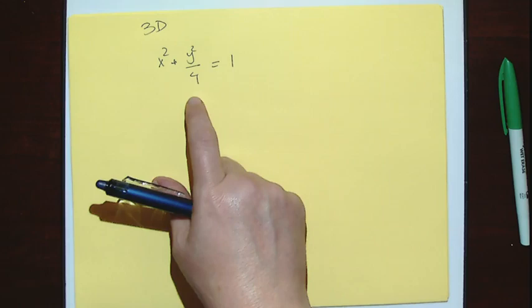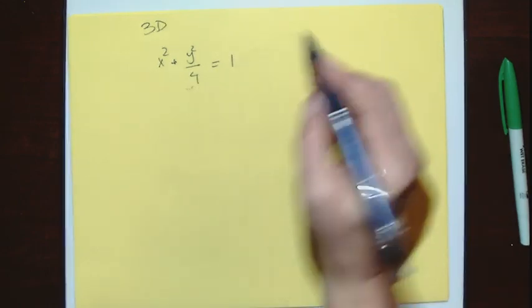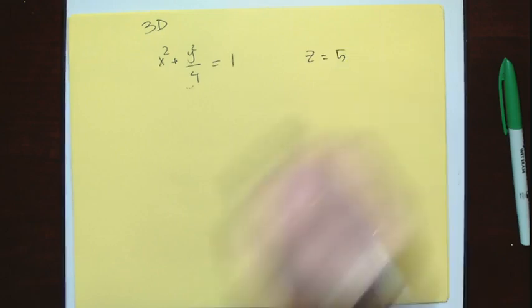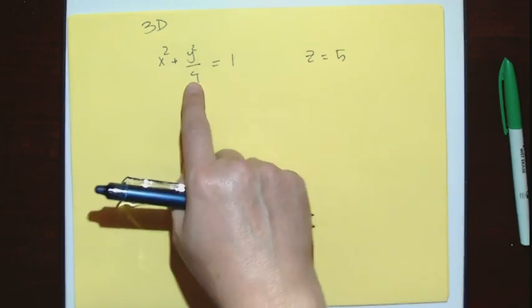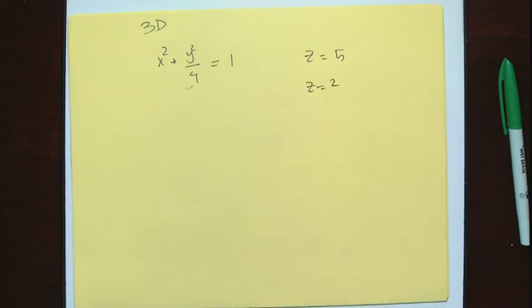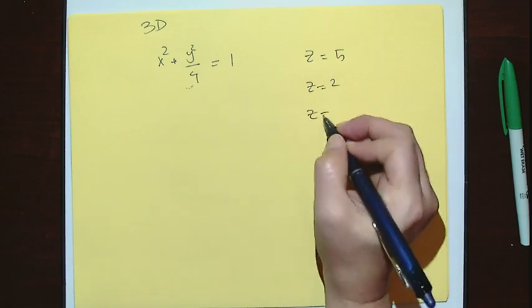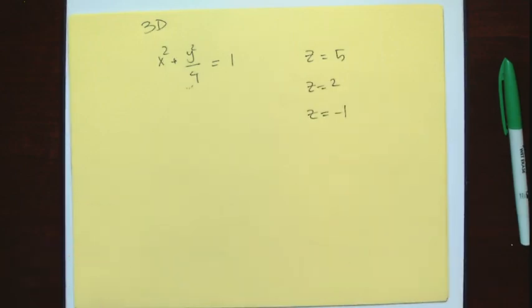Let's think about the cross sections. What is the cross section of this surface with z equal to 5? That same ellipse, right? How about z equal to 2? Same one. Z equal to -1, the same one.